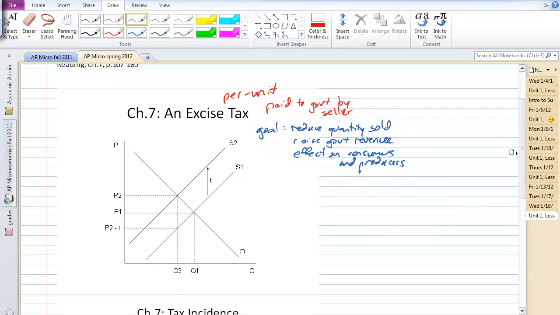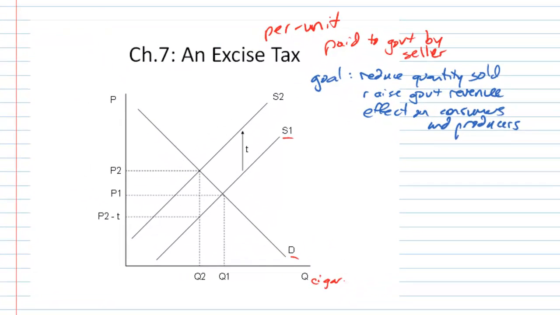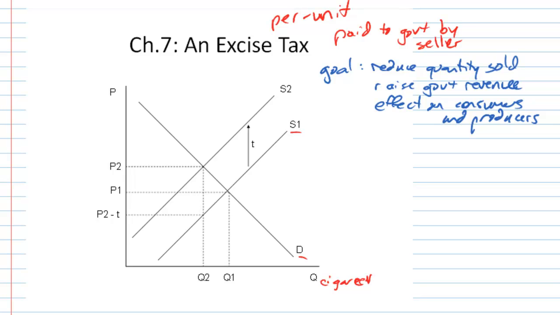What we've got in front of us here is a graph of just standard supply and demand. S1 and D are the original supply and demand for a good. So let's call this the quantity of cigarettes. And let's say the original price of cigarettes is $4 per pack. That would be the P1 equilibrium. Here's the equilibrium point, supply and demand, equilibrium quantity in the absence of any tax. So that's point one, without a tax. Cigarettes are selling for $4 a pack.